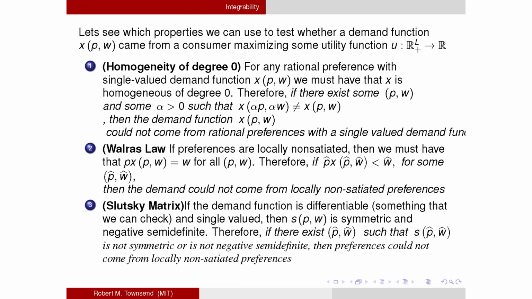Okay, who cares? Here's the content. If the other two things are true, which one would argue is likely to be true in any generated data set, if you can find anything that's not symmetric or not negative semi-definite, then preferences could not have come from a locally non-satiated preference as a solution to the max problem. So this is sort of the necessity part. If we have utility max, then all three properties have to hold. Otherwise, it can't be true that it came from a utility max problem.